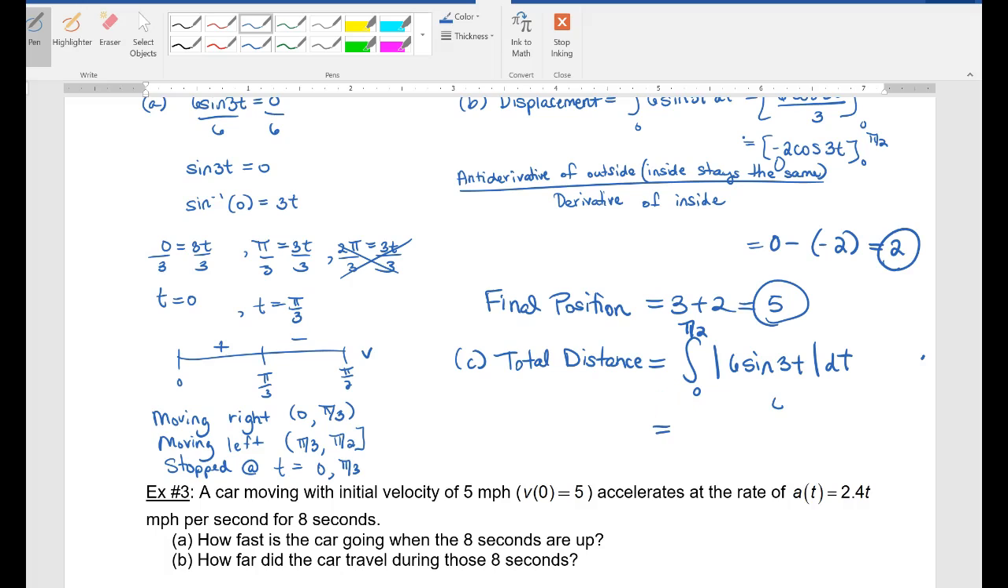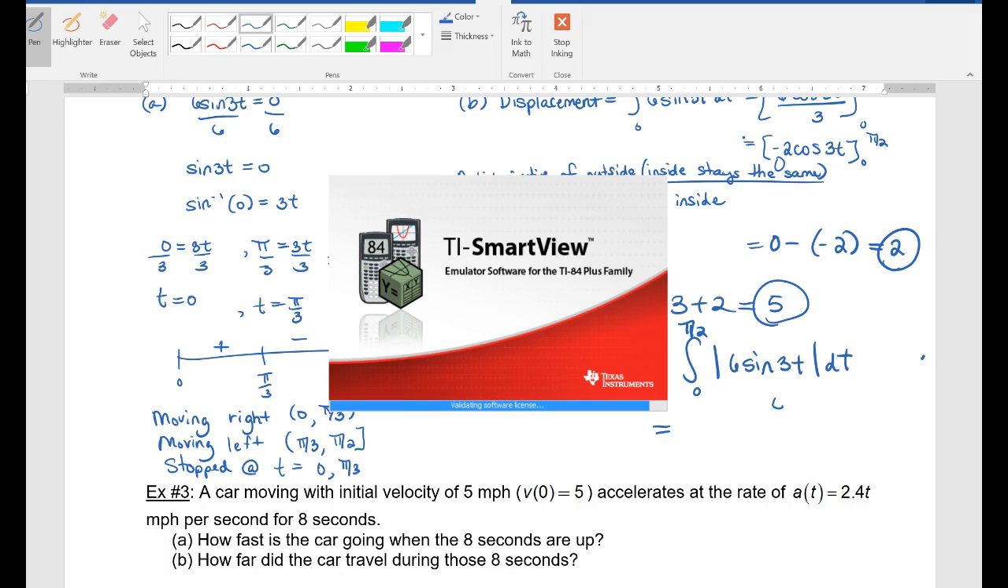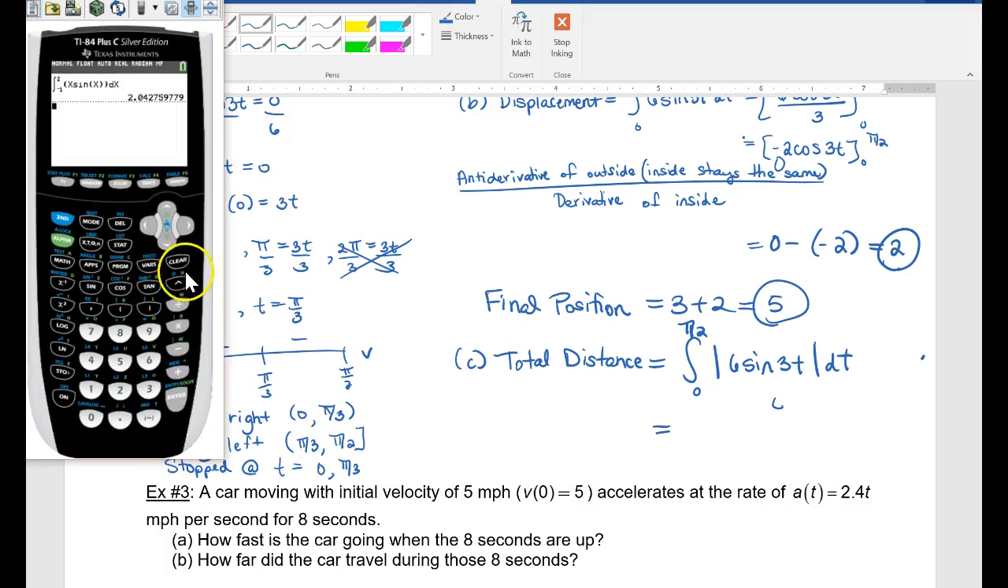Is it? It is not. Let's use our calculator. From 0 to pi, from pi over 3 to pi over 2, it's going to be negative, so you have to do that. Remember, if you think of the sine curve, 6 sine of 3t, it's going to have some parts above and some parts below the x-axis.